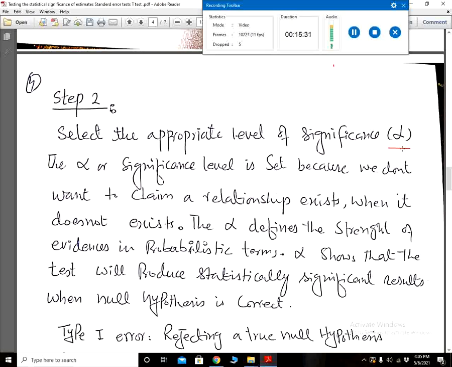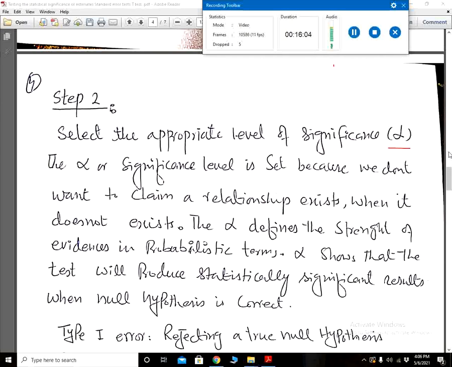Now, the second step is we have to decide about the level of significance alpha. And what is alpha? Alpha is the probability of type 1 error. What is type 1 error? Type 1 error is when we reject a true null hypothesis. Rejecting a true null hypothesis will be type 1 error. So alpha is the probability of type 1 error.